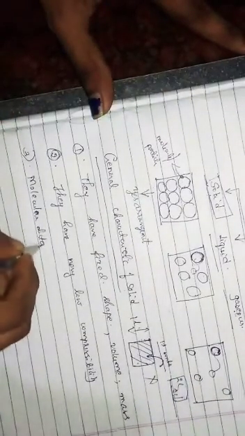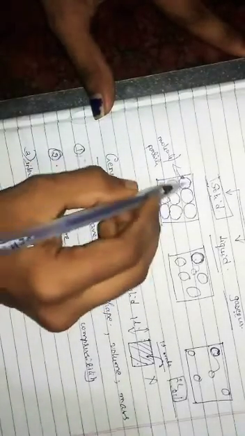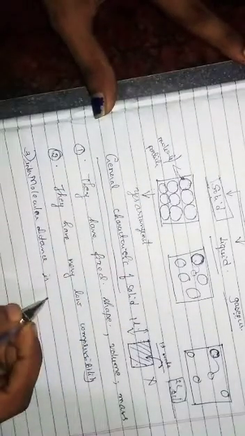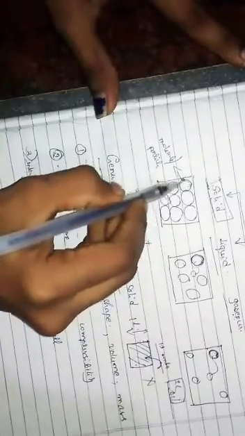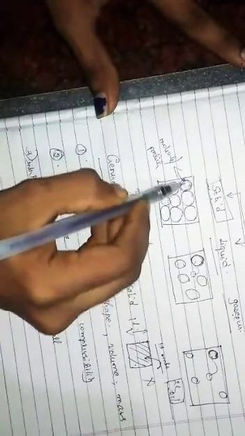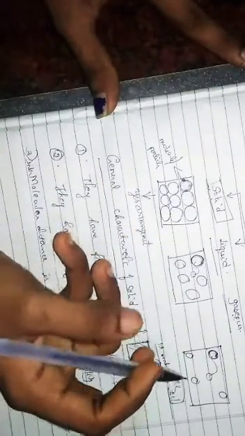The molecular distance, that is, the intermolecular distance. Okay, this is the intermolecular distance. That means the distance between the molecules, whether it is large or small, it is very small, right? Intermolecular distance is very small. You can see from this diagram only. Between the molecules, what is the distance? It is very less.